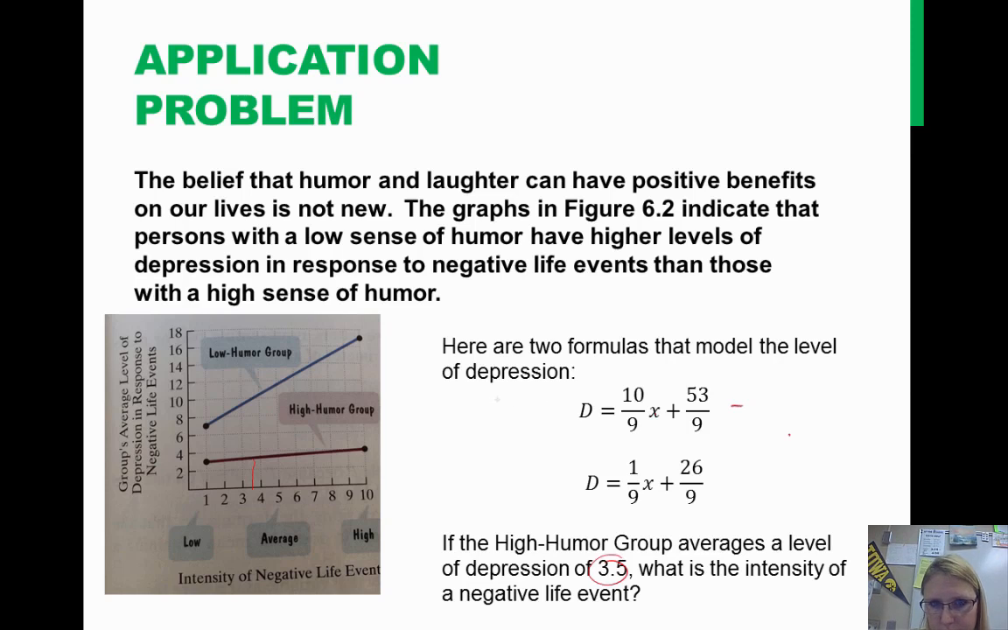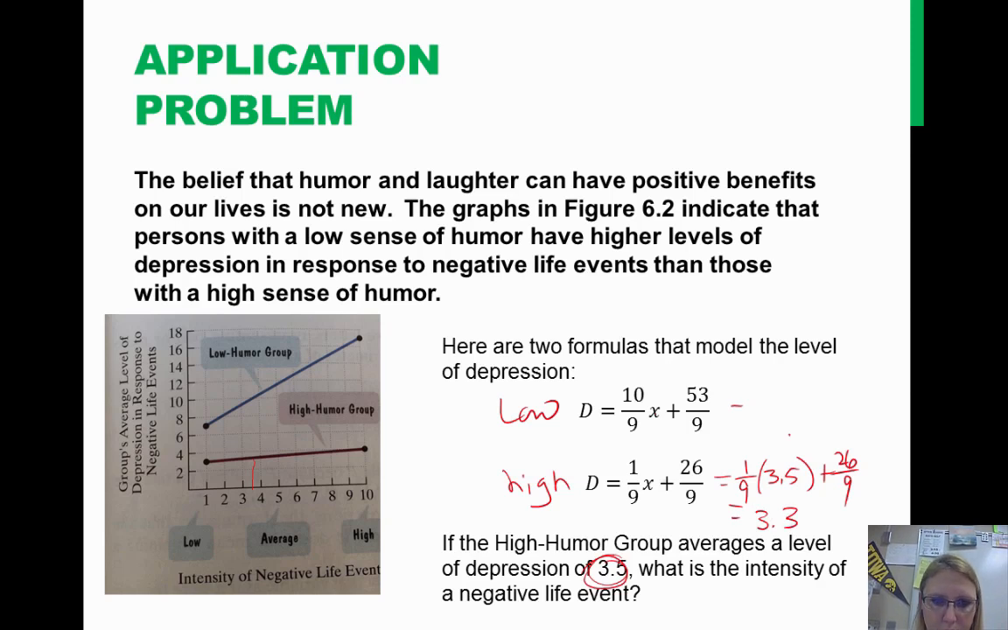So this is the low humor group, and this is the high humor group. And since we have an intensity level of 3.5, we are wanting to look at this group right here. So this would be equal to 1/9 times 3.5 plus 26 over 9. So 1 times 3.5, divided by 9, plus 26 divided by 9 is a level of 3.3 about.